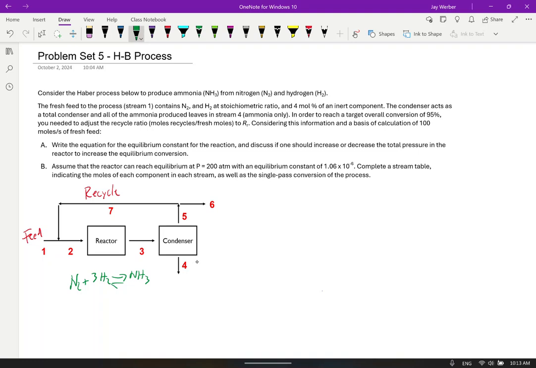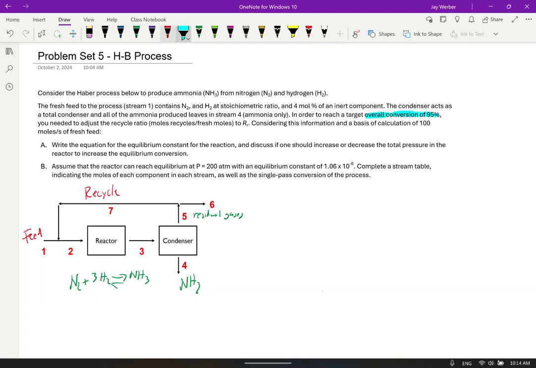The condenser is a total condenser for the ammonia. This is actually a bit of a misnomer. So the ammonia, all of it comes out this way, and then the residual gases are recycled. So ammonia goes out in stream 4, and then we have an overall conversion of 95%.